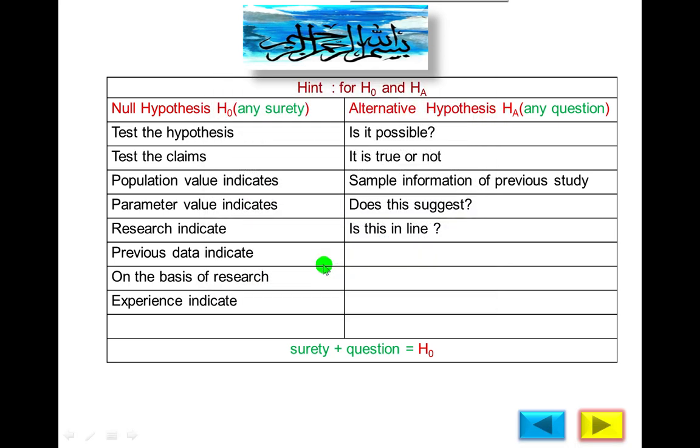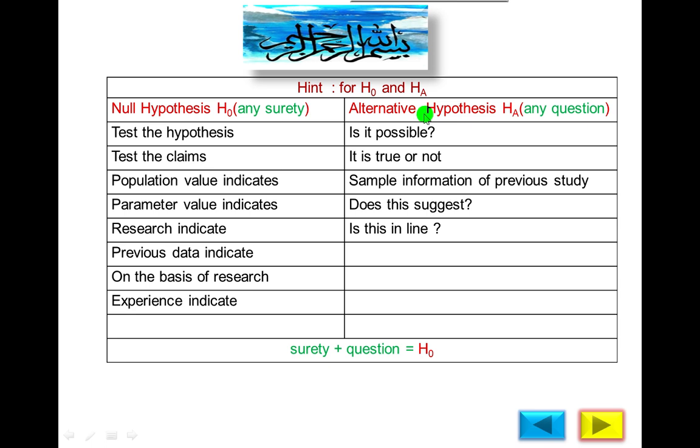Number second, null hypothesis may be unknown, alternate given or known. And number third, both may be known. Number 4, both may be unknown. In the previous video, in question number 1, the value of the null hypothesis is given. In the second question, the values of the null hypothesis and alternate hypothesis are both unknown, but the statement indicates the null hypothesis.